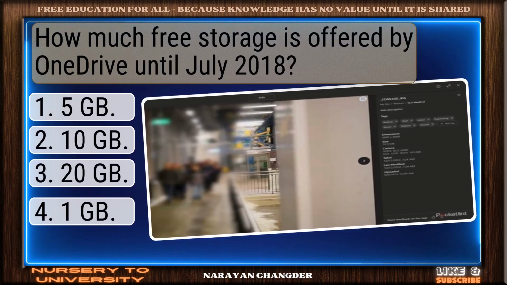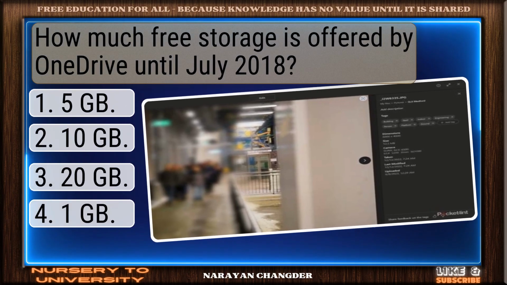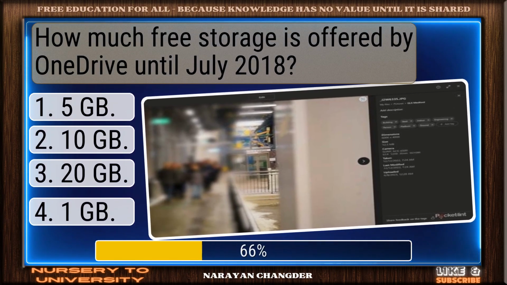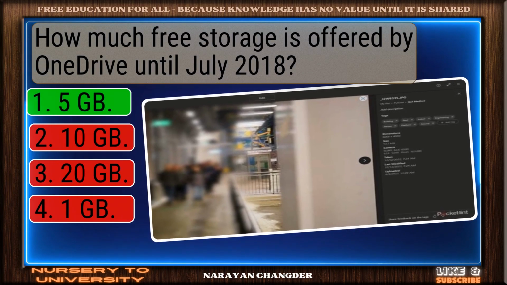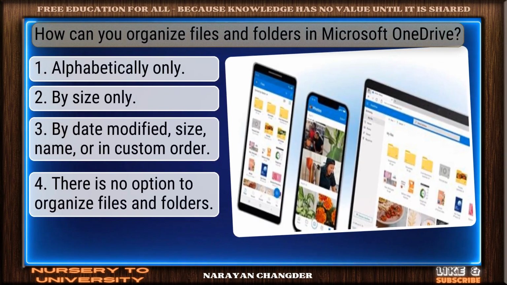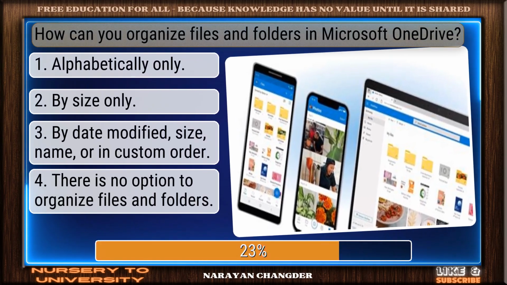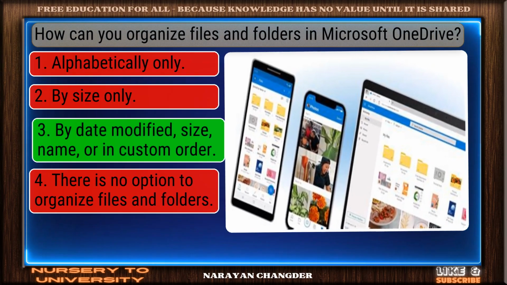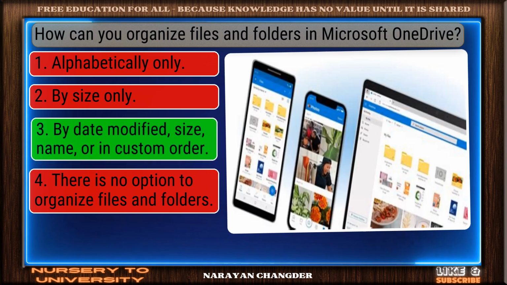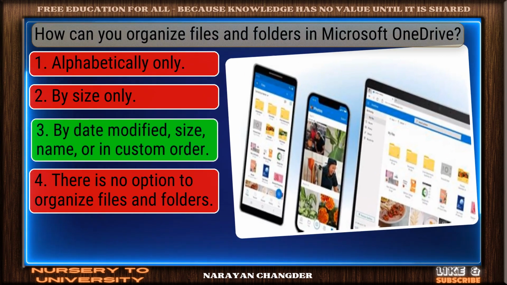Question number 19. How much free storage is offered by OneDrive until July 2018? Right again. 5 GB is a valid answer. Question number 20. How can you organize files and folders in Microsoft OneDrive? You chose by date modified, size, name, or in custom order, and it is correct.